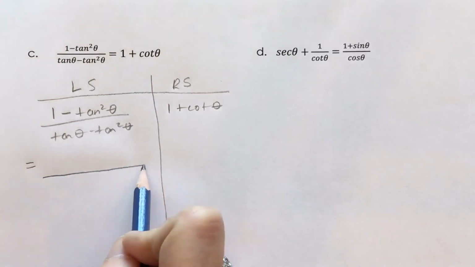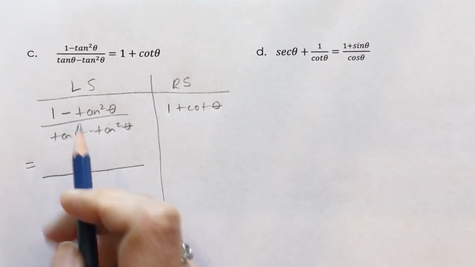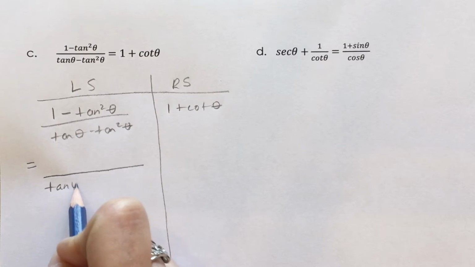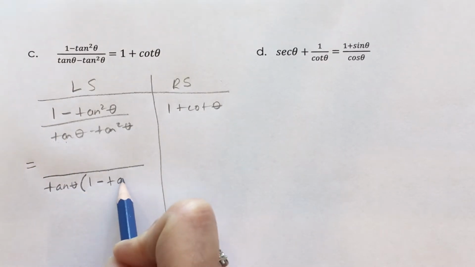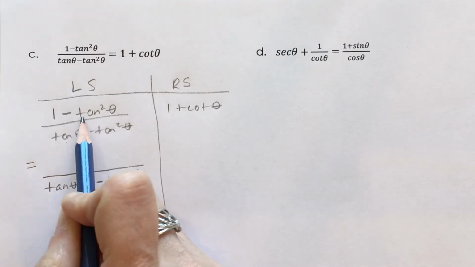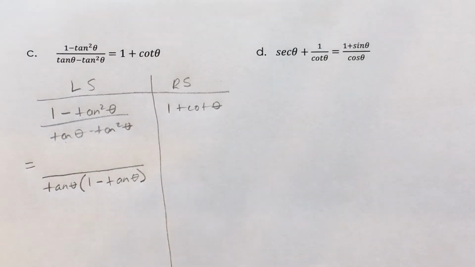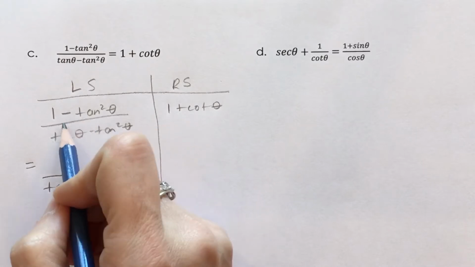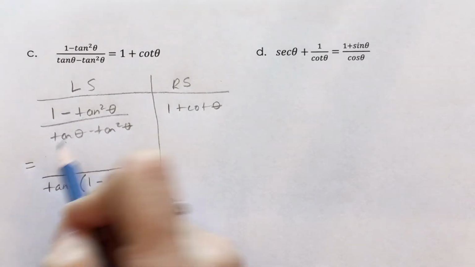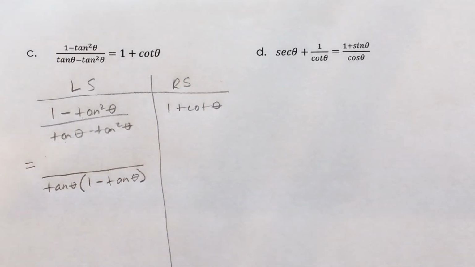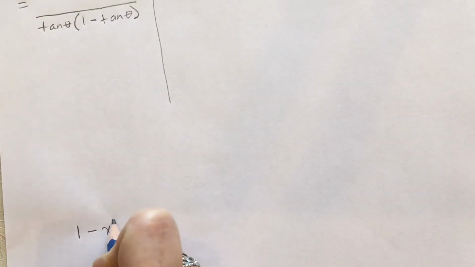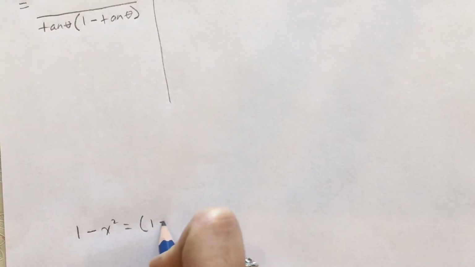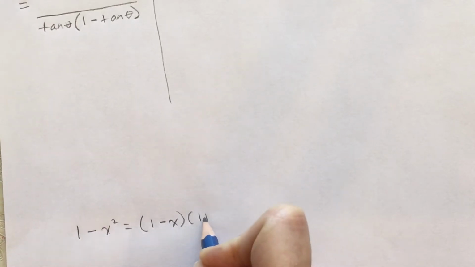In the bottom, I noticed that I could common factor out tan theta, and then I would get 1 minus tan theta. And the top, this 1 minus tan squared theta, is actually a difference of squares. So I'm going to move down for a bit. If we had 1 minus x squared, it would factor to give me 1 minus x, 1 plus x, because that's how difference of squares factors.